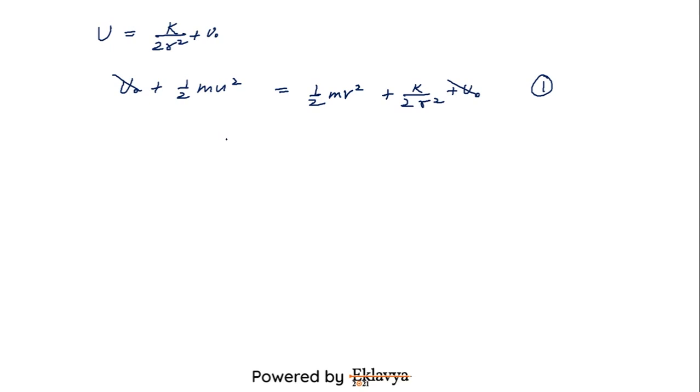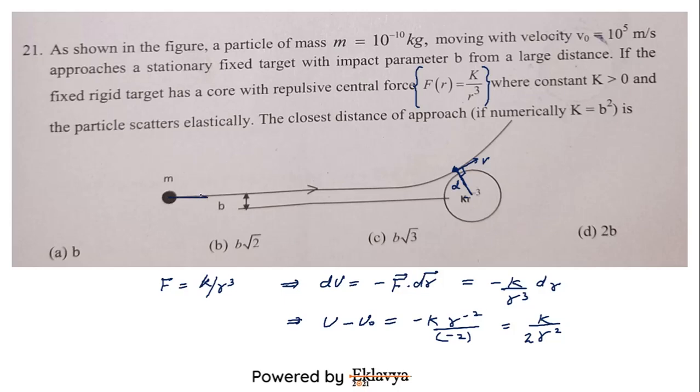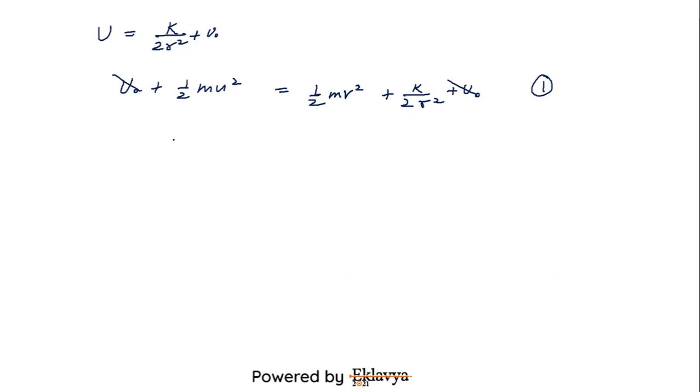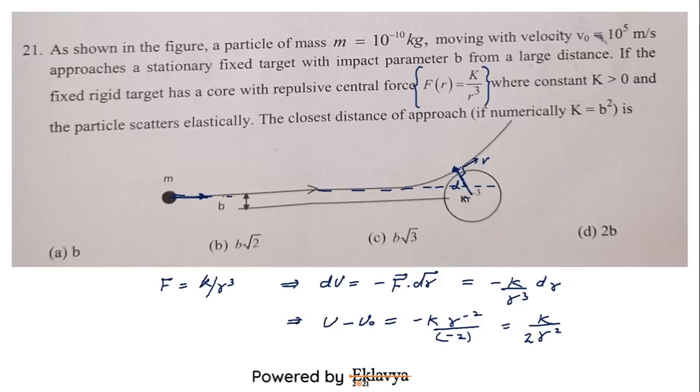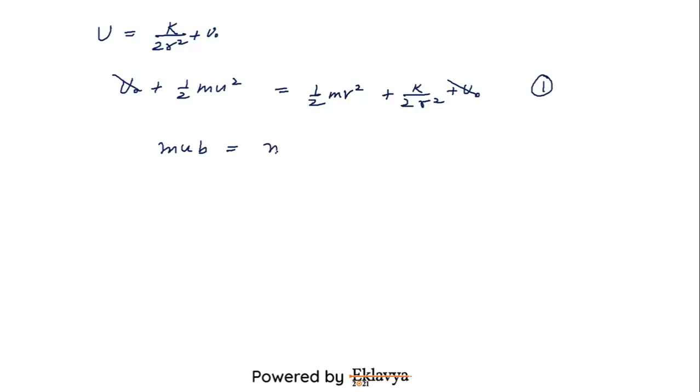Now we are going to write an equation on the basis of conservation of angular momentum. At the initial instant, the velocity vector was in this direction, so the line of motion was this. The angular momentum about the fixed particle would be m u b, and at the final instant this angular momentum will become m v d. So m gets cancelled, and this becomes our equation number 2. That's it. We simply have to solve these two equations. We'll get the result. I'll do that solving.